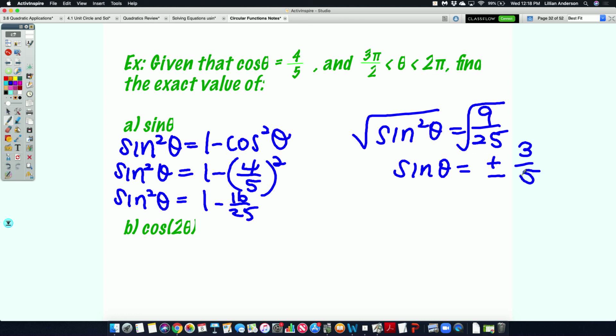And this is why I asked you from the beginning: is sine positive or negative? And it's negative because you're in the fourth quadrant, and sine in the fourth quadrant is negative. That's why it's always important that you check the domain so you have the correct signs for sine and cosine, and that's also why you don't forget your plus or minus. Sometimes it actually is the minus.